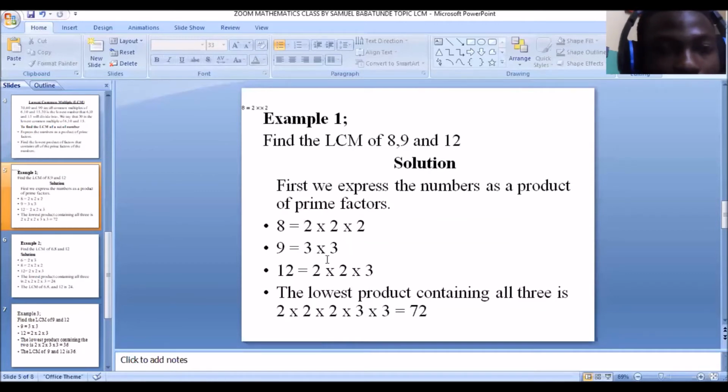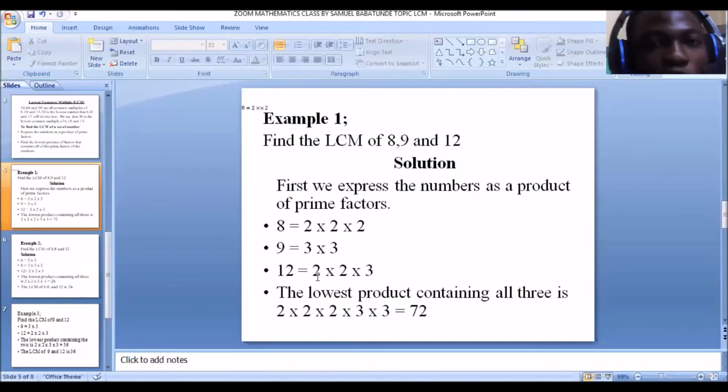Remember, we're dealing with a common thing. This 2 is already found in 8, so you don't have to include it again, because this 2 here is already included in this one. Also, if you look at this 3 again, you don't need to add the 3, because this 3 is already included in this 3 times 3. That's why we call it the lowest product containing all 3. That is the lowest product containing all the prime factors of these 3 numbers.